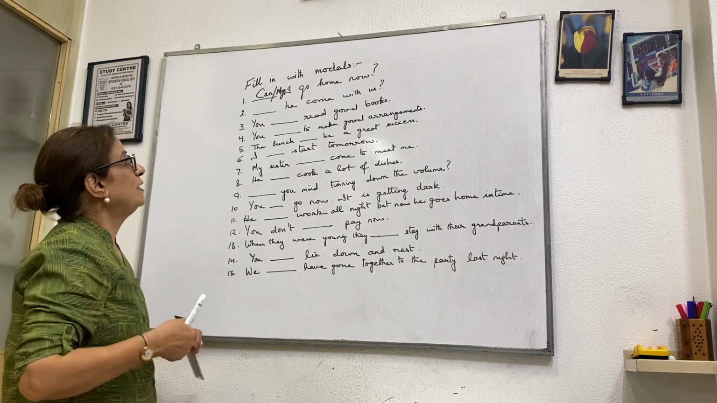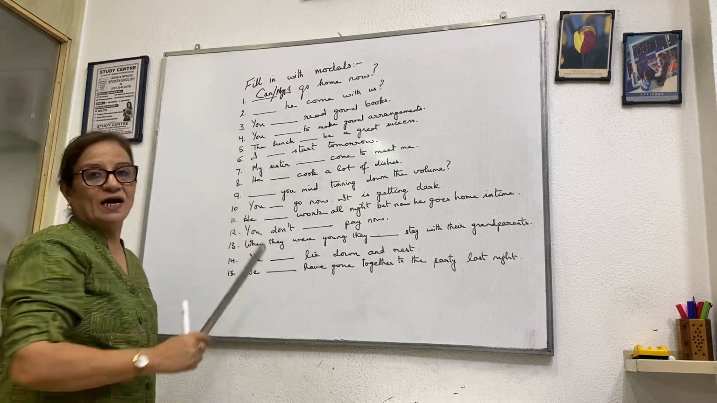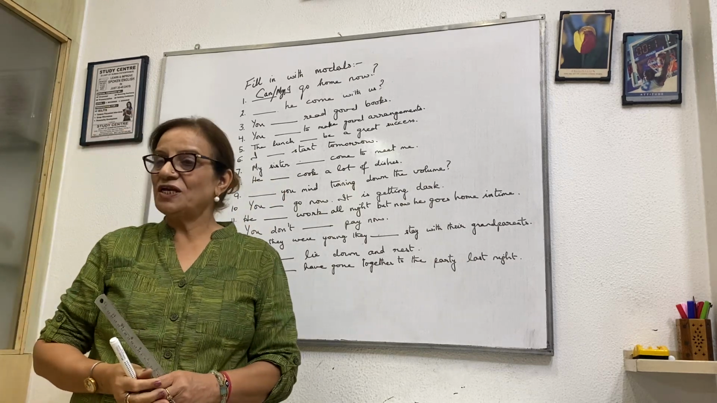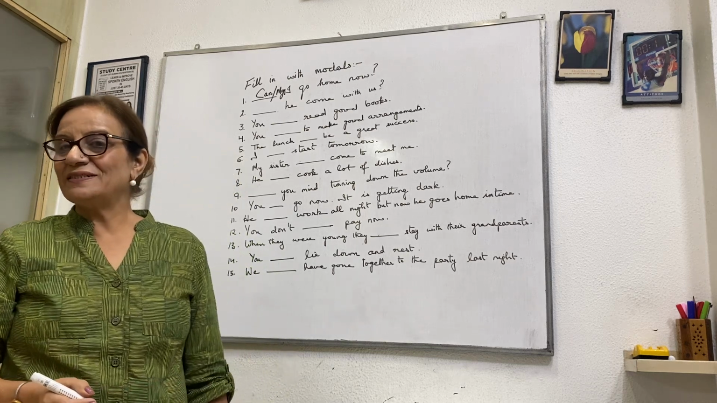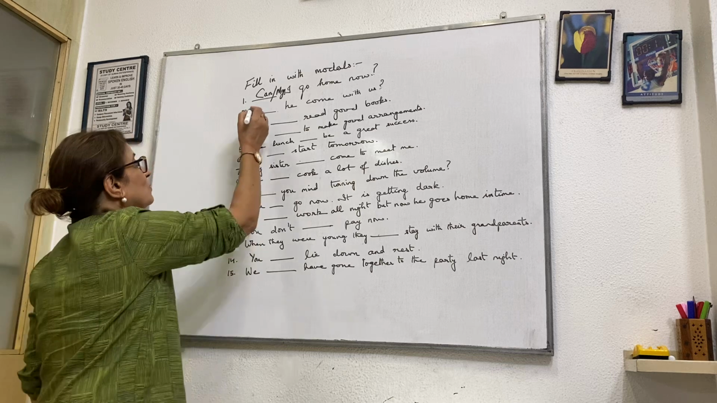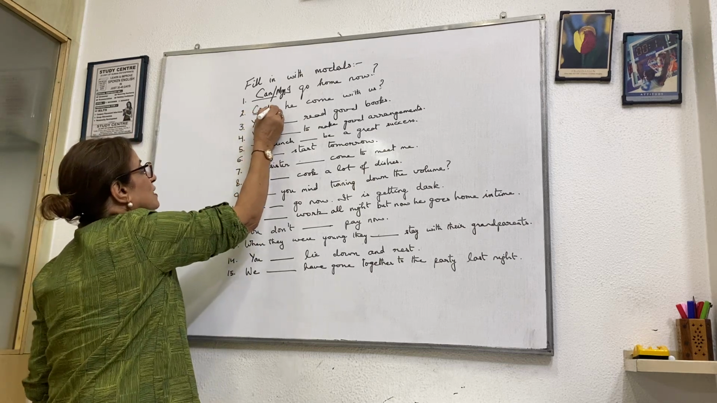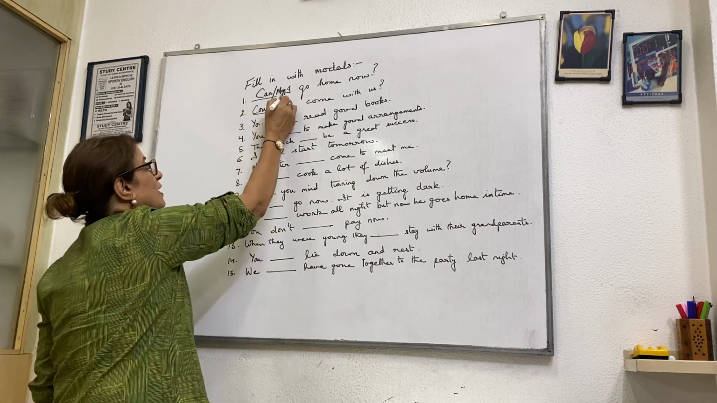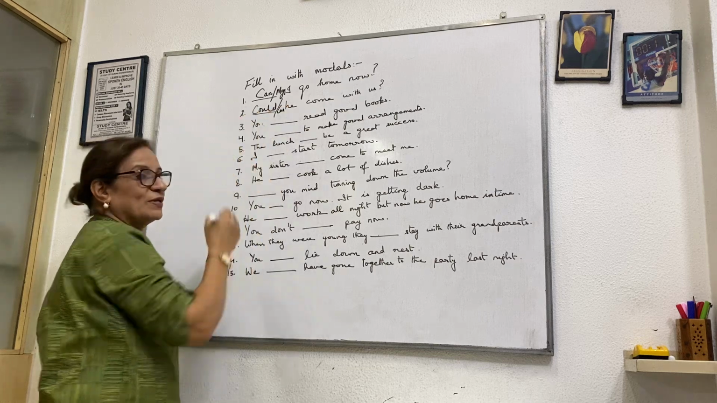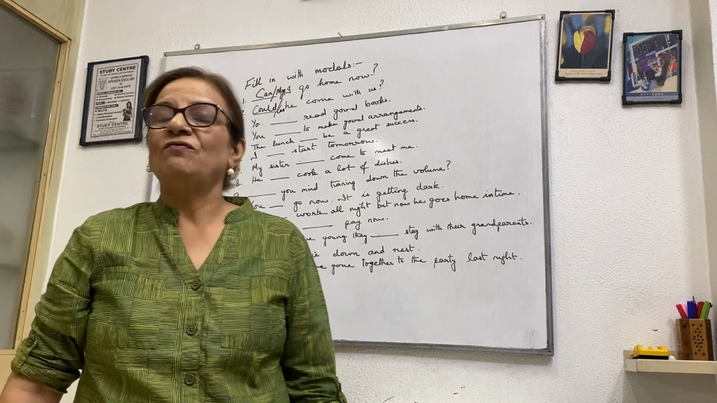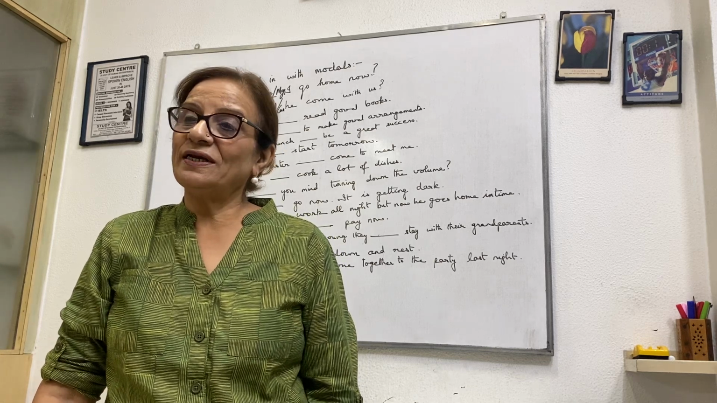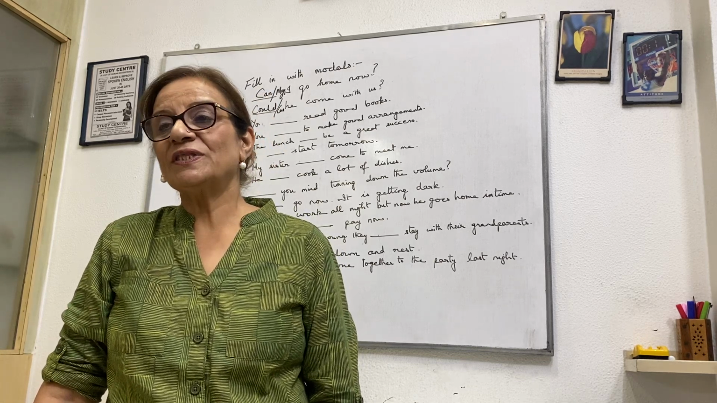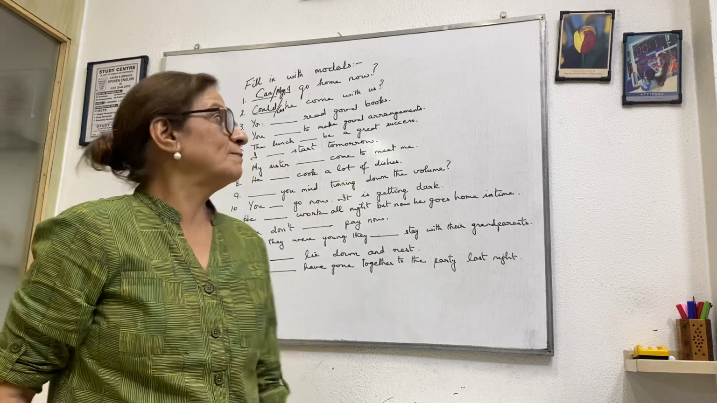Next, dash he come with us. What will you write? Correct. Could he come with us? Or we can also write, can he come with us? But I told you, we must always try to use a politer way. So both are correct, but we should say, could he come with us?